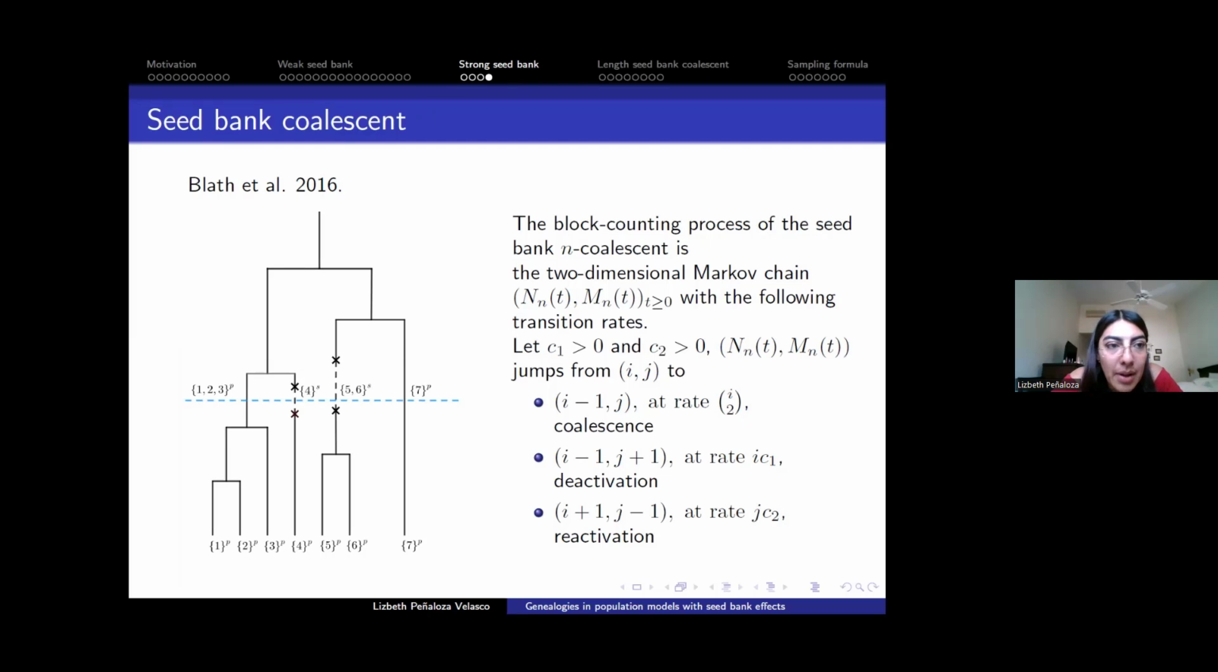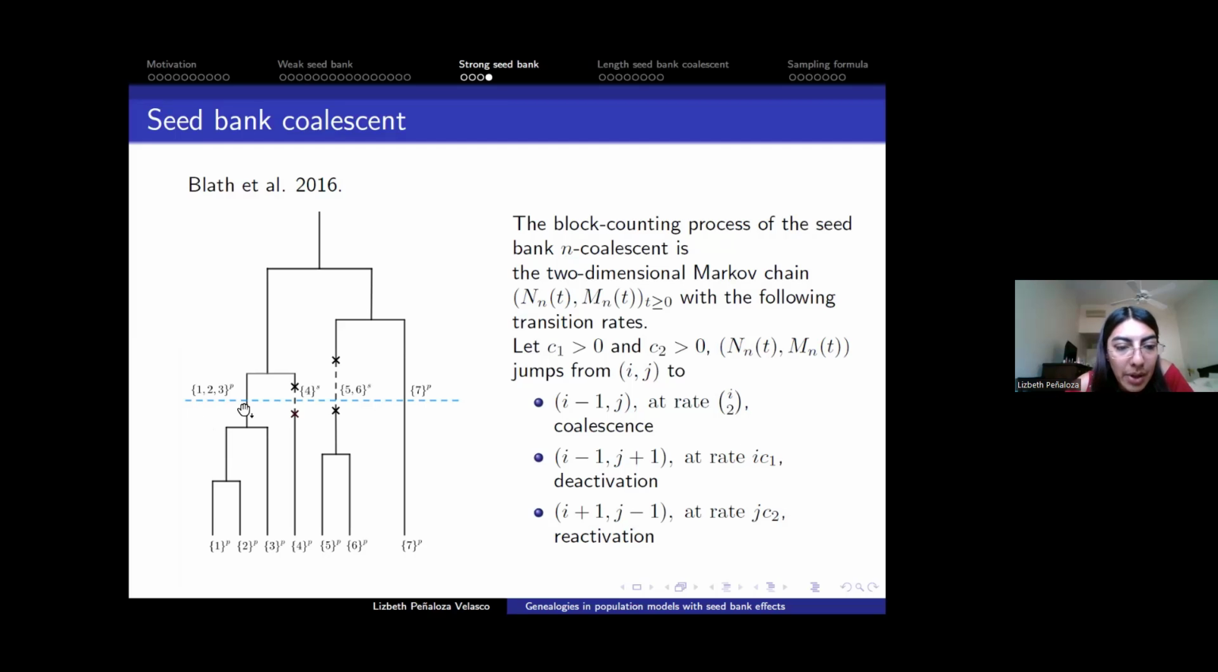And so now this is the seedbank coalescent. The block counting process of the seedbank coalescent is the two-dimensional Markov chain with this rate. So we have 3 events in this case. The first event is that we can have a coalescence with this rate, or we can have a deactivation. This means that one plant becomes a seed, or we have a reactivation. That means that one seed becomes a plant with this rate.